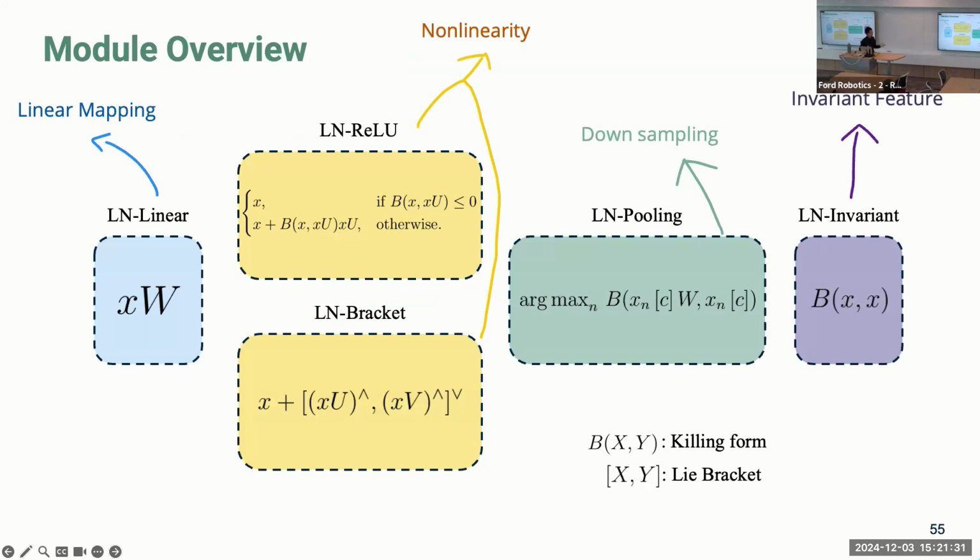So with those two nonlinearities, we have our full system like this. We have linear layers and two nonlinearities. We have a pooling layer using the Killing form, and we have an invariant layer using the Killing form, because the Killing form is an invariant function.